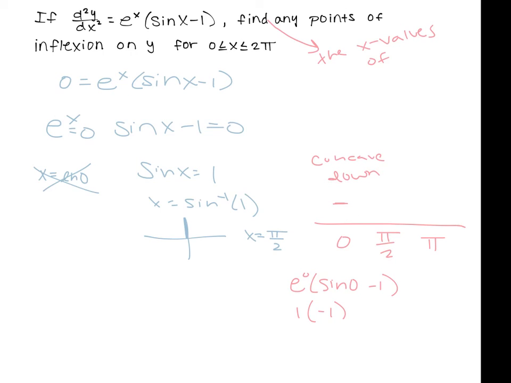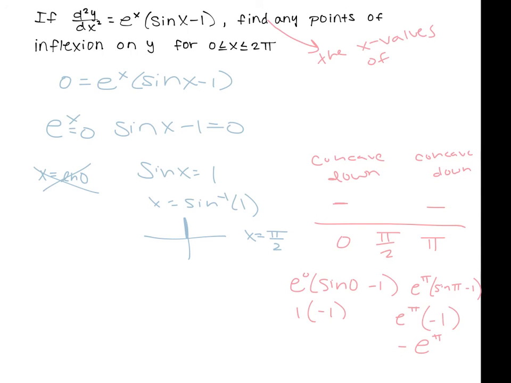And then let's go ahead and try pi. So that's e to the pi times sine of pi minus 1. So e to the pi, sine of pi is 0, times negative 1. So that is negative e to the pi. So we get another negative, which means it is still concave down.